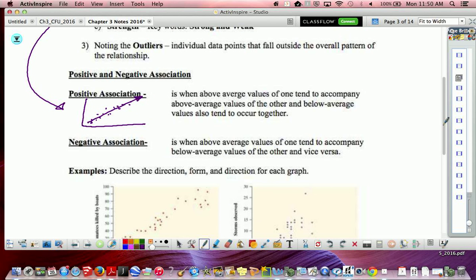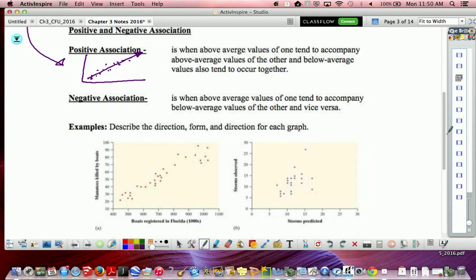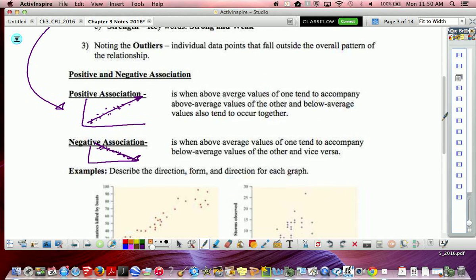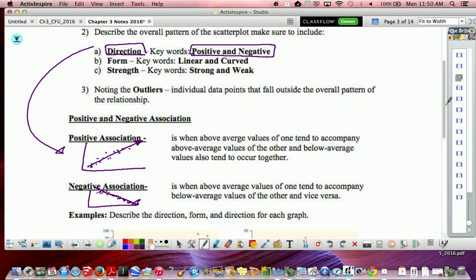Negative associations do the reverse. In a negative association, below average values will accompany high values, and high values will accompany low values. So we get a negative slope, where the pattern seems to be going down. Okay? So we'll talk about it being positive, and we'll talk about it being negative.